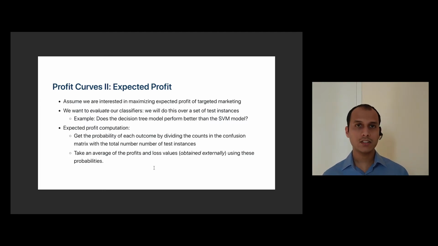So next, let's look at how to bring in costs and benefits along with the confusion matrix to get a better assessment of how my classifier is doing, in terms of my business goal, which is to make profit. So assume that we are interested in maximizing expected profit, and let's fix our example to be target marketing. So we want to evaluate our classifiers. Let's say there are two classifiers, and I want to know which classifier works well for me in terms of maximizing expected profit.